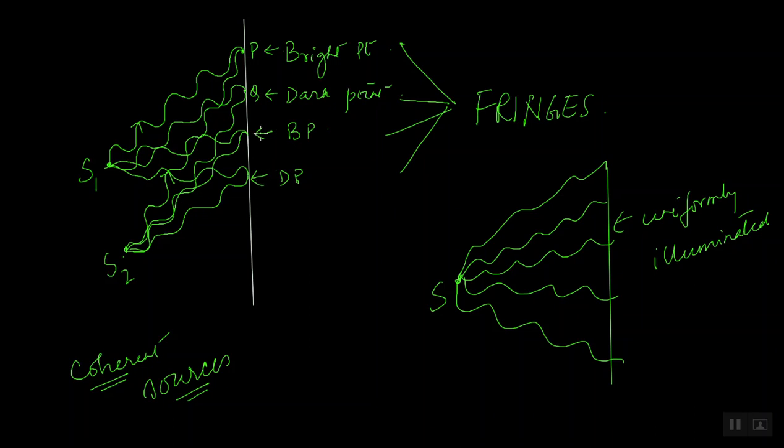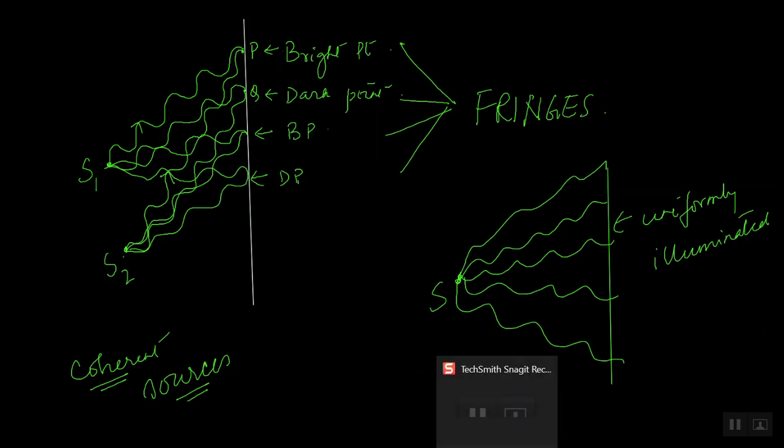Got it? So this phenomenon of redistribution of light intensity or light energy on a screen due to the superposition of light waves coming from two coherent sources, that is called interference. So that is the meaning of interference of light. Please read the definition nicely. Okay, so in the next lecture I will discuss with you the Young's double slit interference experiment.